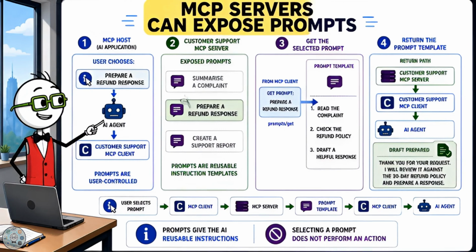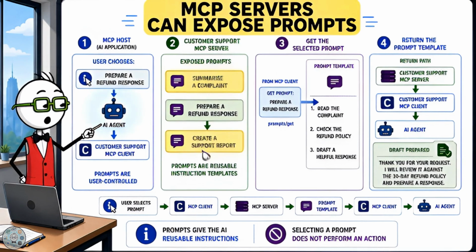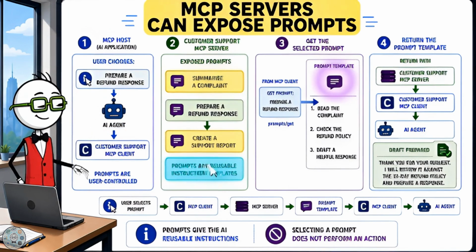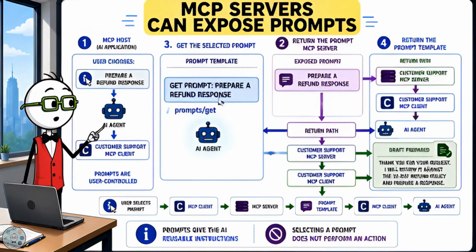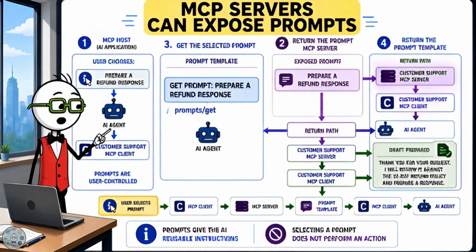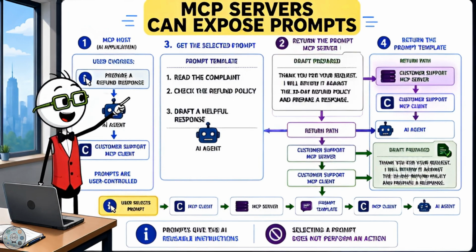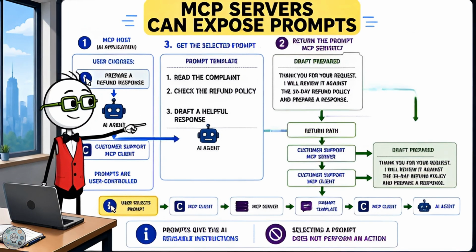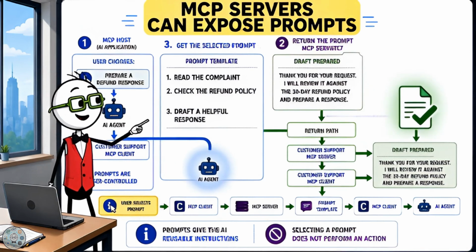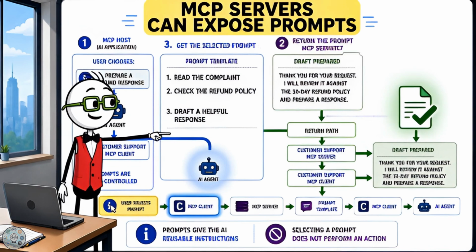MCP servers can expose reusable prompt templates. In this example, the user selects a prompt called "Prepare a refund response." The customer support MCP client retrieves the selected prompt from the MCP server. The server returns a template instructing the AI agent to read the complaint, check the refund policy, and draft a helpful response. The agent then uses those instructions to prepare a draft for review. Prompts guide the AI, but selecting a prompt does not perform an external action.